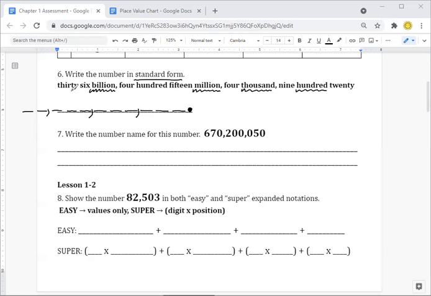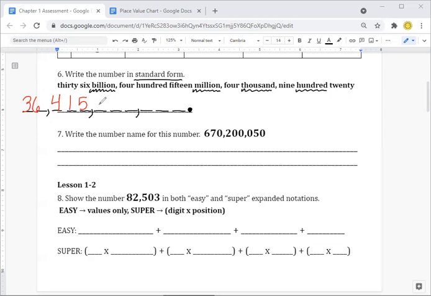Now we can just start plugging those digits in. So 36 belongs in the billions period. There's 36. And 415 belongs in the millions period. So how do I write 415? Just like it sounds, 415. And then I go on to the 4,000s period. Okay, so only 4 in the thousands.